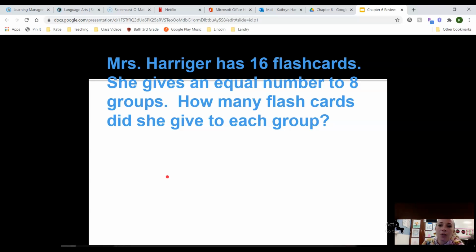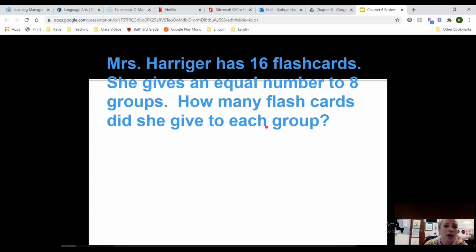Moving on. All right, Mrs. Harriger has 16 flashcards. She gives an equal number to 8 groups. How many flashcards did she give to each group? All right, on your paper or your whiteboard, let's pull our numbers. We have a 16 and we have an 8. Now it's time to look for keywords. What are your keywords in this sentence? Equal number. Equal number always means division. Are there any other keywords? Another keyword is each. Each also always means division.